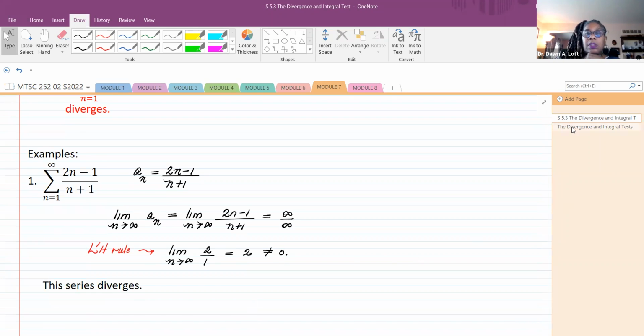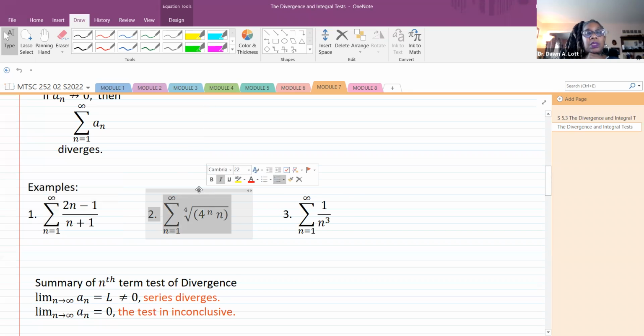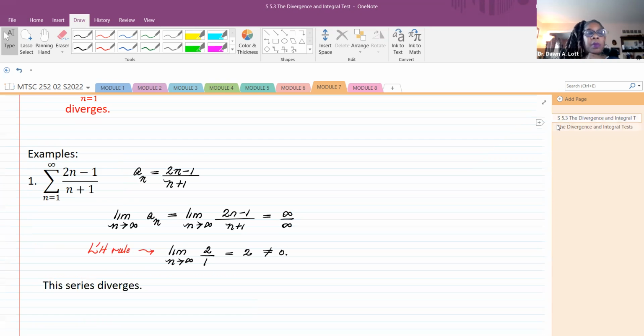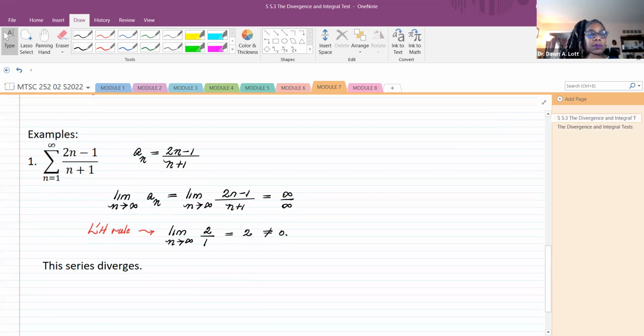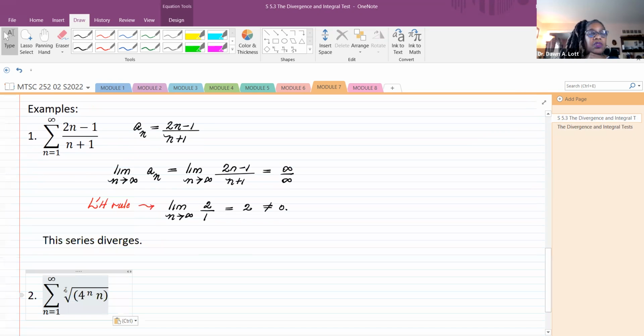Okay, let's look at number 2. Oh, I knew there was a mistake somewhere else. There it is. But I will fix it. This is supposed to be the nth root and not the fourth root, the nth root. Okay. All righty.